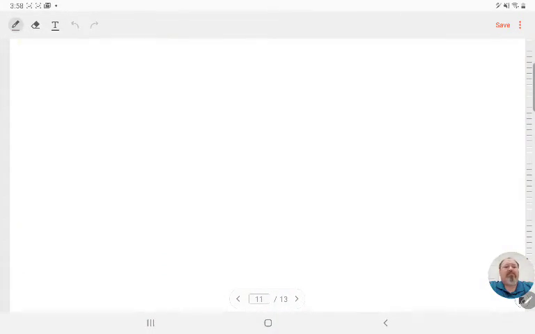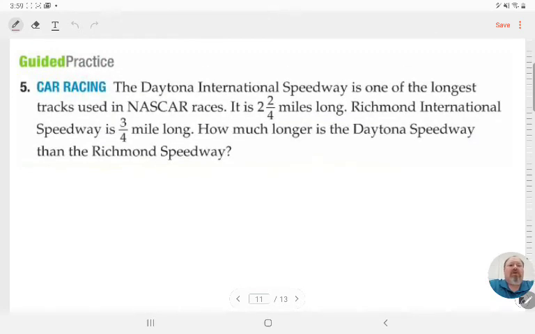Okay? All right. So car racing. The Daytona International Speedway is one of the longest tracks used in NASCAR races. It is 2 2/4 miles long. Richmond International Speedway is 3/4 miles long. How much longer is Daytona Speedway than Richmond Speedway? So all I have to do is take 2 2/4 and subtract 3/4 from that. And that will tell me how much longer the Daytona Speedway is from the Richmond Speedway. So again, 3/4, the 3 is larger than the 2.